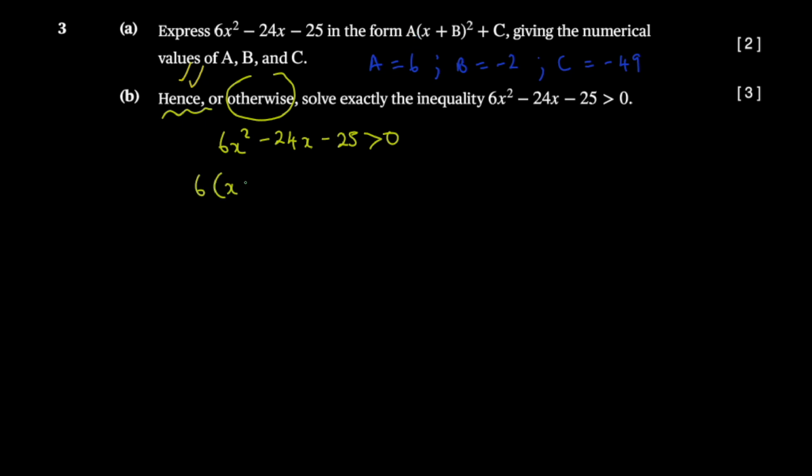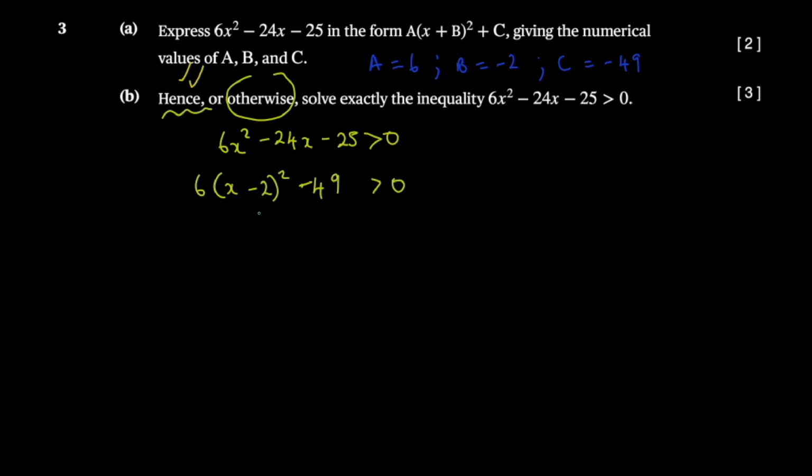And then you have x plus b, where b is equal to minus 2. So I'm just going to write minus 2 here, so minus 2 squared, and then plus c, where c is minus 49. So I'm going to write minus 49 straight, like this. And then I'm going to say it's greater than 0.